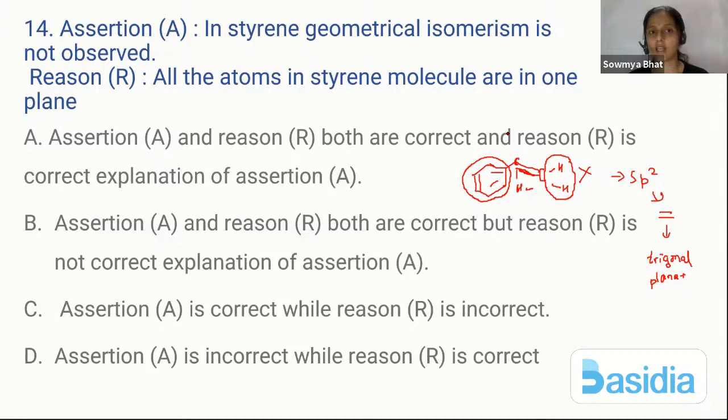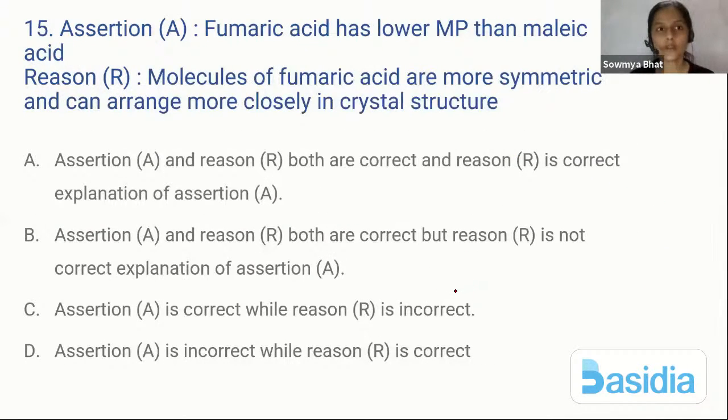But styrene, for not showing the geometrical isomerism, the correct answer would be there are similar groups attached to the carbon. So this can't be the right answer. So both assertion A and reason R are correct, but reason R is not the correct explanation for the assertion. That would be the right answer. So we have the next question here.